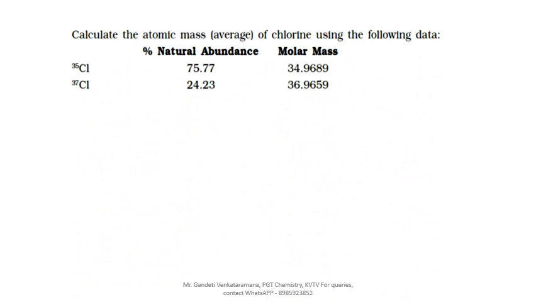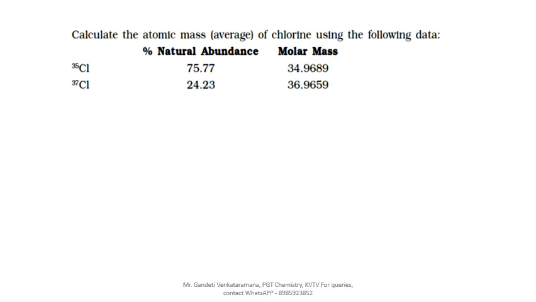This is the homework question for you, dear students. Calculate the average atomic mass of chlorine using the following data. I have already discussed and shown you one example of how to calculate average atomic mass for carbon isotopes. Here, chlorine 35 and Cl37 percentages are available. Divide this percentage by 100 into this one, again plus divide by 100 this 24.23, multiply this one and add this and this one, you will get the answer.